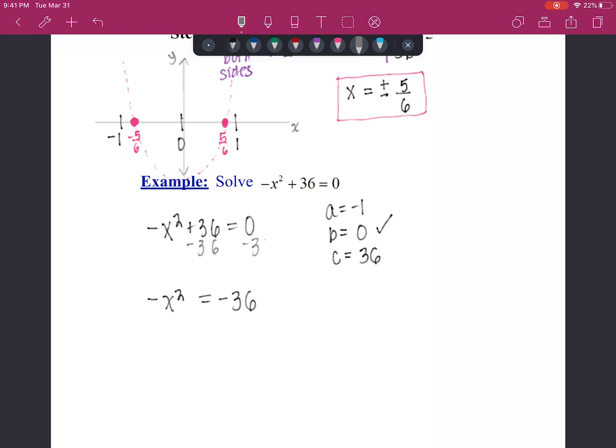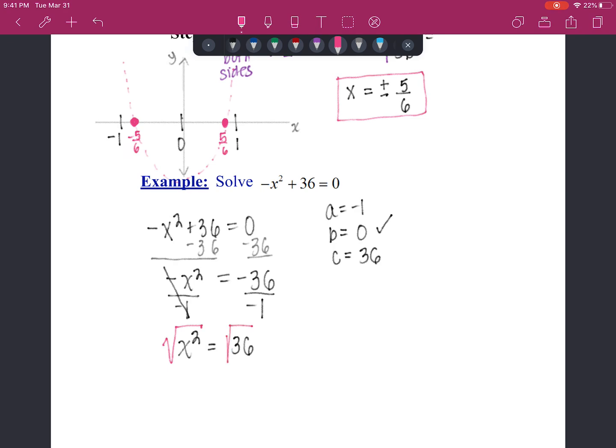So I'm going to come over here, go back and show my work. Subtract 36, subtract 36. And that's how we get -x squared equals -36. I'm going to divide both sides by -1 because I need a coefficient of 1 for my quadratic term. -36 divided by -1 is positive 36. And now I can square root both sides. And when you square root both sides, you've got a plus or minus. So x equals plus or minus 6.